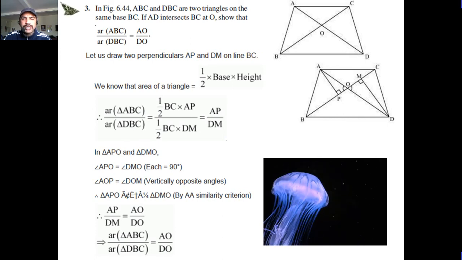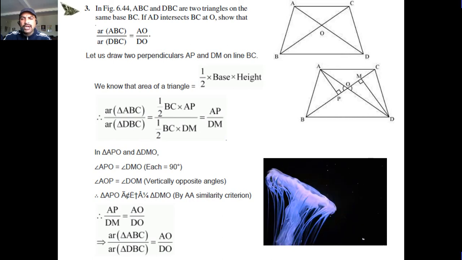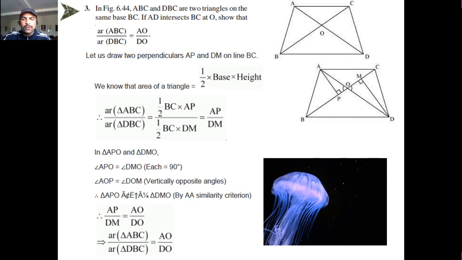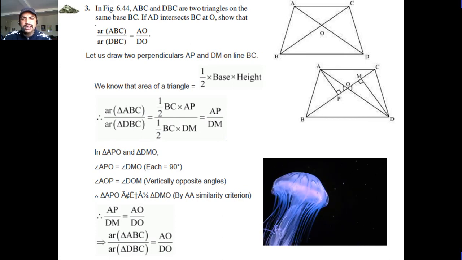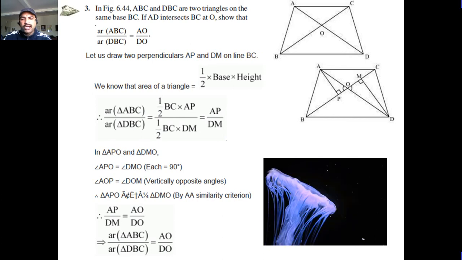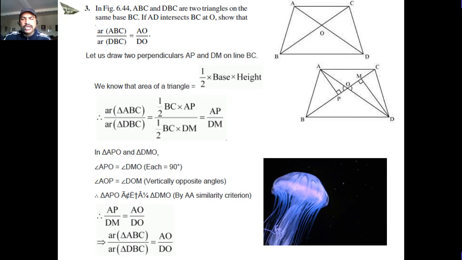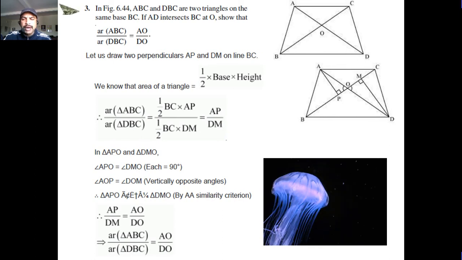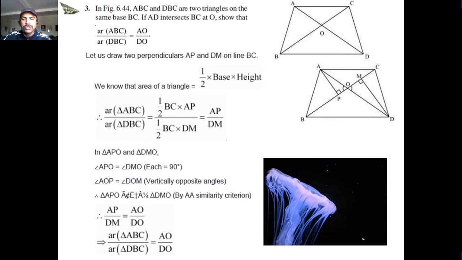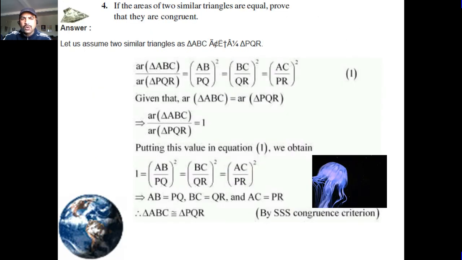In triangles APO and DMO, angle APO is equal to DMO, each 90 degrees. Angle AOP is equal to angle DOM, vertically opposite angles. So triangle APO is similar to triangle DMO by the AA similarity criterion. By the property of similarity, AP upon DM is equal to AO upon DO. Area of ABC upon area of DBC is equal to AO upon DO.